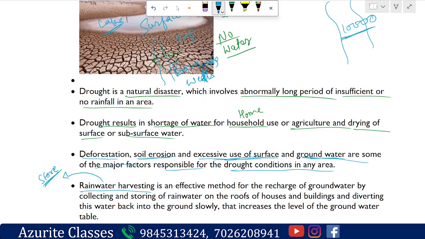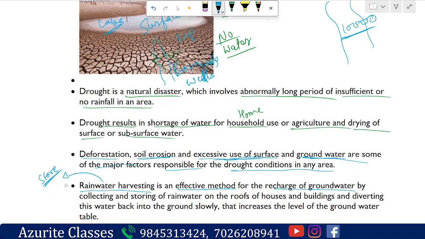Many people, even in Delhi, are doing rainwater harvesting. Rainwater harvesting means storing the rainwater for future use, for daily use. It is an effective method to recharge the groundwater. You can take that water and recharge it, and recharge means to leave it into the ground.